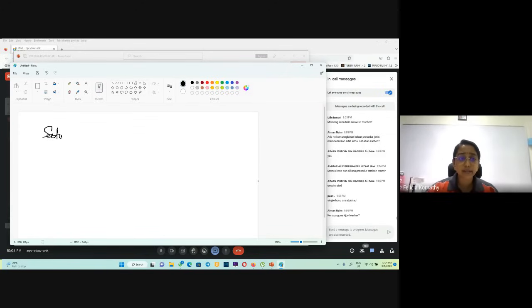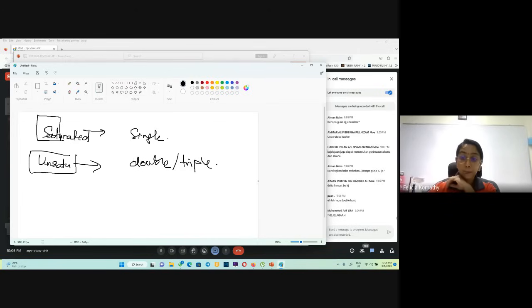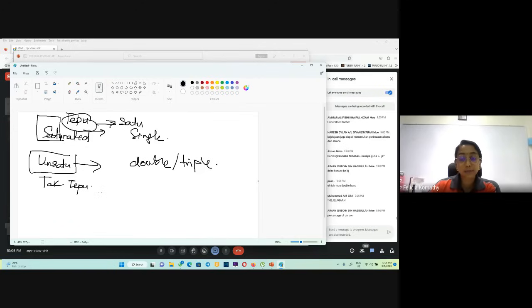Kalau saturated, you nampak tak perkataan satu tu? Maksudnya single lah, single bond. You nampak tak unsaturated? Satu tu maksudnya tak boleh lah single. Dia tak boleh single. Dia mesti double or triple. Saturated tu tepu. Unsaturated tu tak tepu. Tepu mesti satu. Tak tepu mesti double of this one.